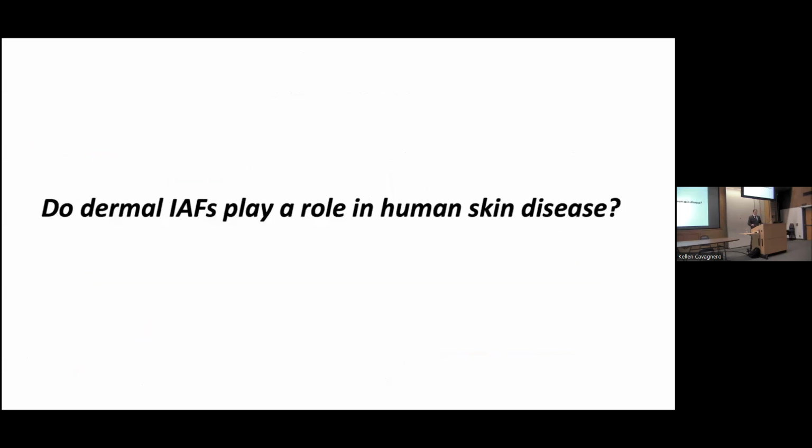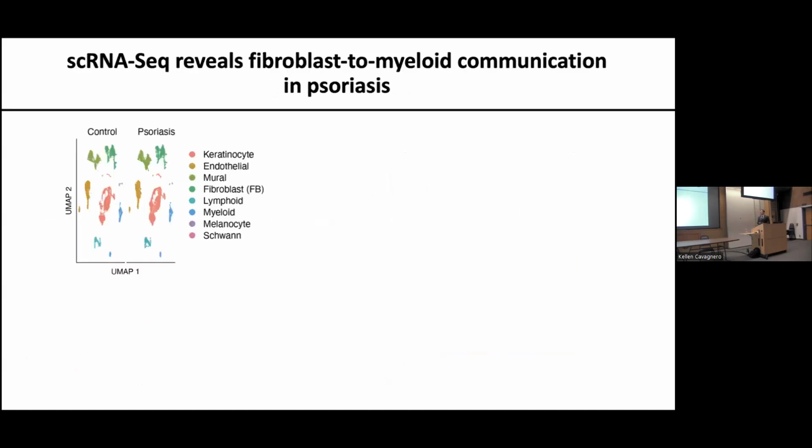Now, I've shown you a lot of mouse work today, and mouse models are great for understanding mechanism, how things work, but it doesn't tell us about what we really care about, and that's humans, right? And so the next and final question we asked in this report is, do these cells also play a role in human skin disease? And to begin addressing this, we first analyzed single-cell RNA sequencing data from the skin of psoriasis patients and healthy controls.